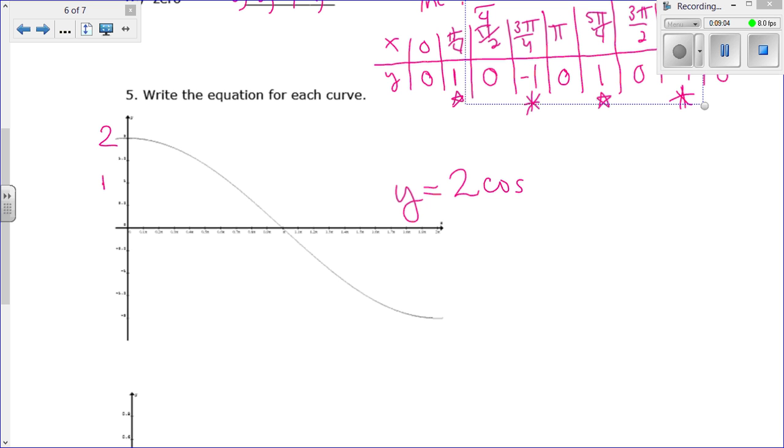The next thing is the frequency I have to worry about. This goes all the way to 2 pi. You can see here that that's 2 pi. So how many complete sine curves do I have between 0 and 2 pi? Well, this isn't even a complete sine curve. This is half of a sine curve. Therefore, my frequency is 1/2. So it's y equals 2 cosine 1/2 x.